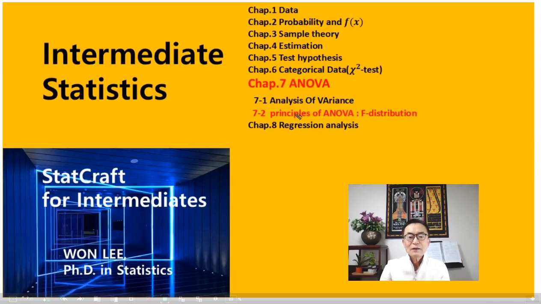Now today I'm going to explain the principles of ANOVA, introducing the F distribution. The F distribution is the final distribution in these lectures, in this course. Okay, it is a very interesting thing, the principle of ANOVA. I think it is a kind of art. Okay, let's see what the art is.